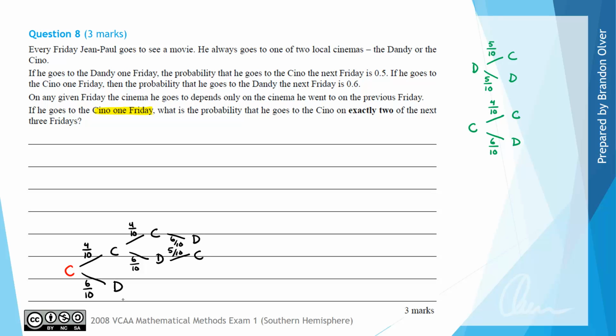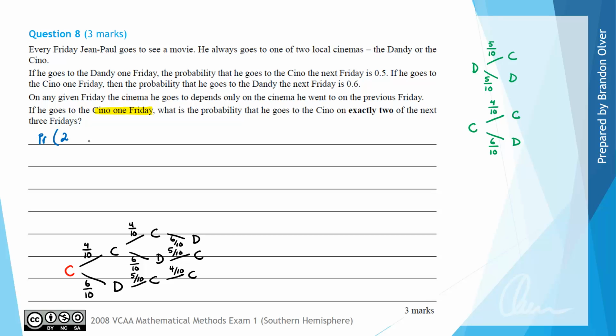And finally, if we look at the last way he can go to C on exactly 2 of the next 3 Fridays, if he goes to D, then he must go to C and to C again. So from D to C, if we look at what we summarised before, that's 5/10. And to go from C to C, that's 4/10. So what we need to do is work out what this probability will be.